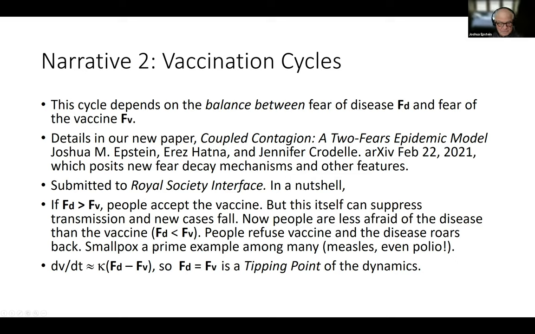So this is always the narrative in some form or another. Smallpox is a very prime historical example among many others, measles, even polio is resurgent under this sort of mechanism. And the idea is that the rate of vaccine uptake is proportional to the difference between the fear of disease and the fear of vaccine. You'll see it's a little more fancy than that, but that's the idea. And so when they're equal is a tipping point for these dynamics. If the difference is positive, you're more afraid of disease than vaccine, you take the vaccine, that suppresses the disease. Now the fear of disease is less than the fear of the vaccine. You stop taking the vaccine, but then the thing comes back.